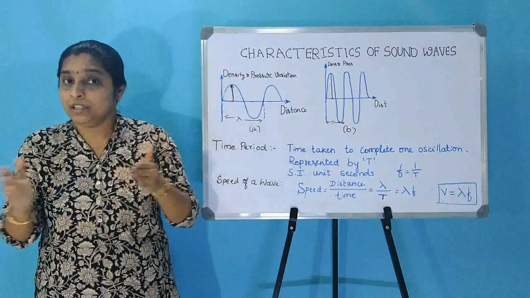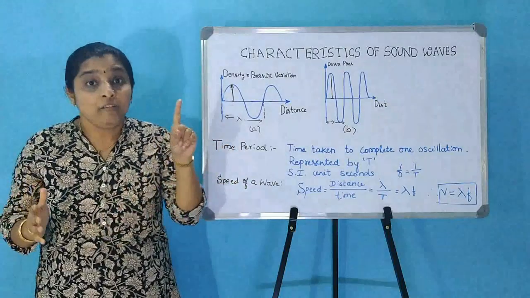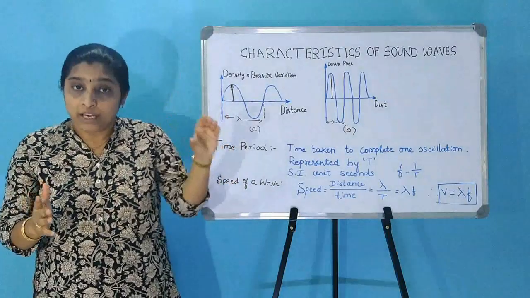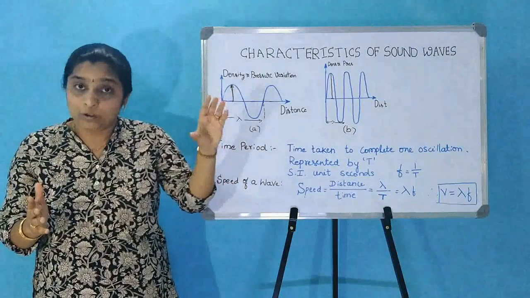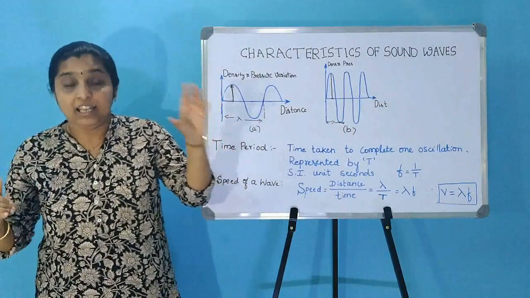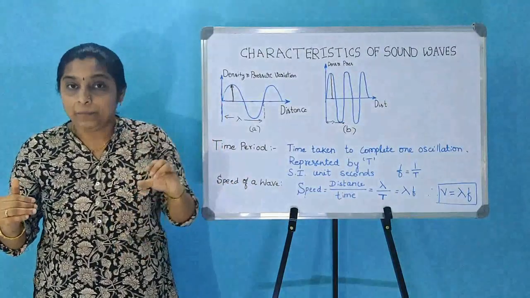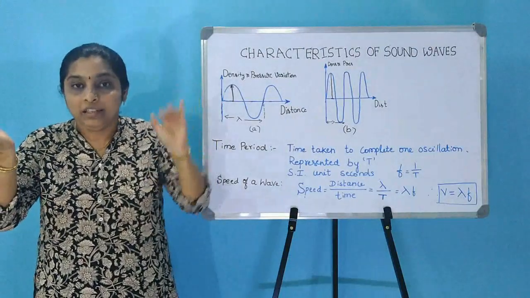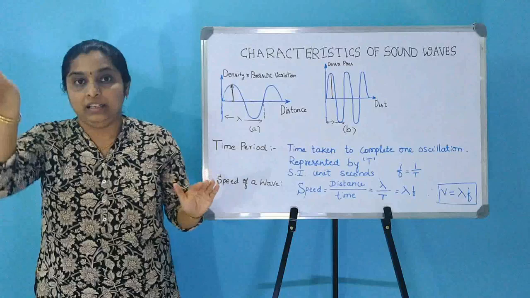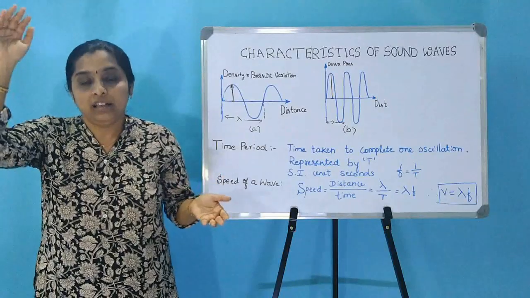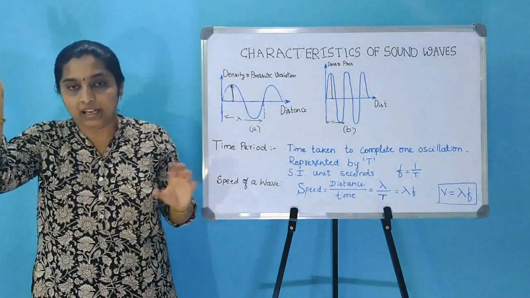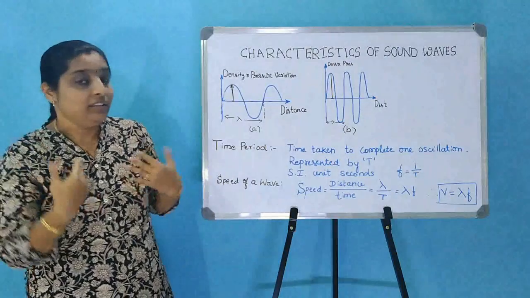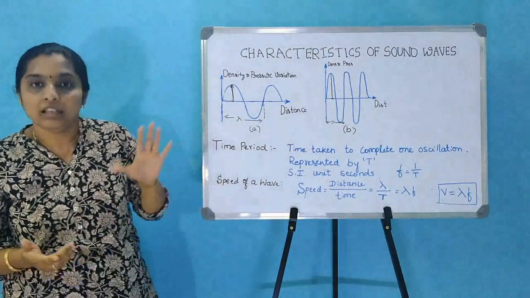Now, if we observe in these two cases, in the first case, what happened? Time period was more, but frequency was less. In the second case, time period is less, but the frequency is more. When one quantity is decreasing, another quantity is increasing. When one quantity is increasing, another quantity is decreasing. This shows us the inverse relation.